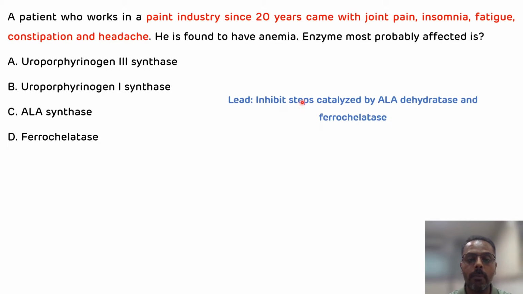So you should remember that in heme synthesis, there are two enzymes which are inhibited by lead. The first is ALA dehydratase and the second is ferrochelatase. So the correct answer is ferrochelatase.